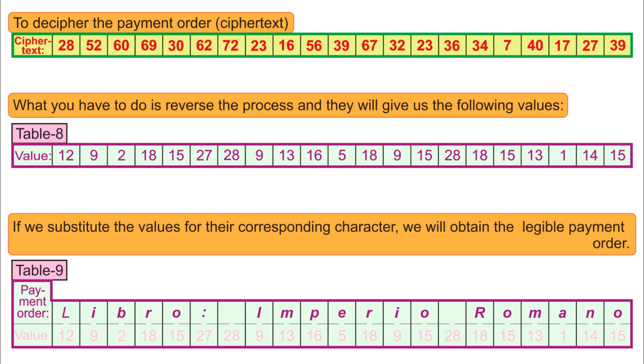To decipher the payment order, what you have to do is reverse the process, and that will give us the following values. See Table 8. If we substitute the values for the corresponding characters, we will obtain the legible payment order. See Table 9.